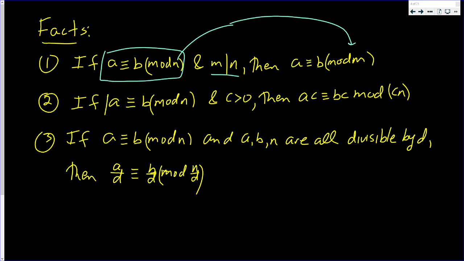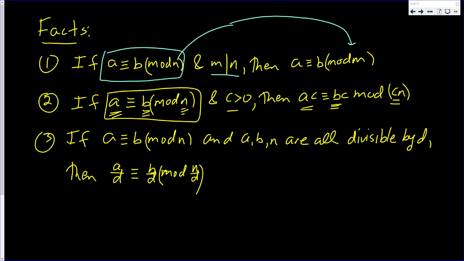The next one says if A is congruent to B mod n and C is any positive number, then A times C is congruent to B times C mod n times C. Everything got multiplied by C.